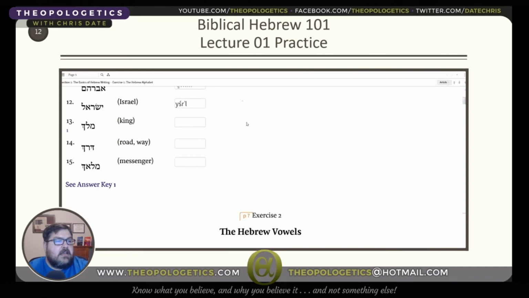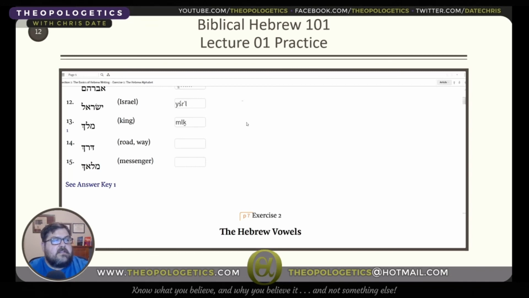This is the word melech, meaning king. The mem is an M, the lamed is an L, and the final kaf, because it doesn't have a dagesh, is K with a line under the K.